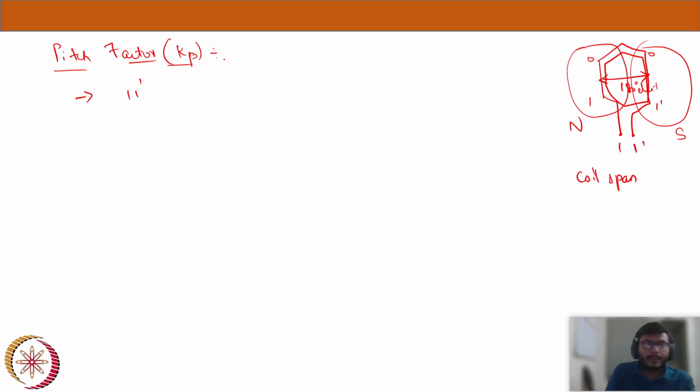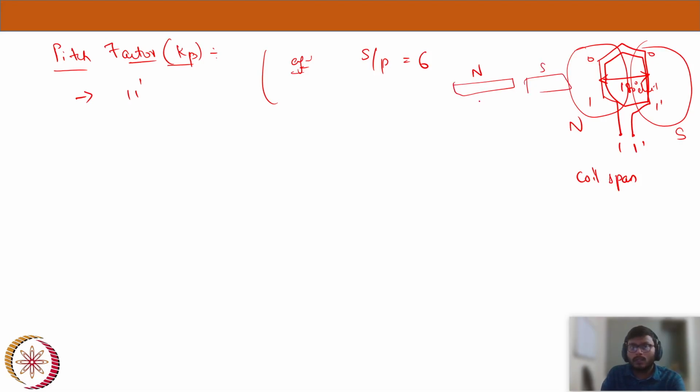For example, in terms of calculations, let's say slots per pole is 6. For each pole, under the north pole we have 6 slots, and under the south pole we have 6 slots. The displacement between each pole is 180 degrees, so each pole will take 180 electrical degrees of span.